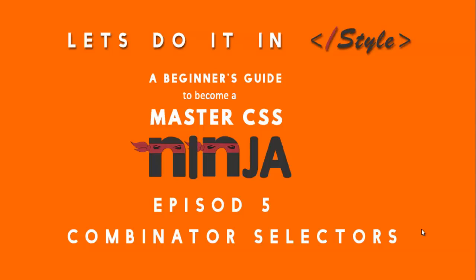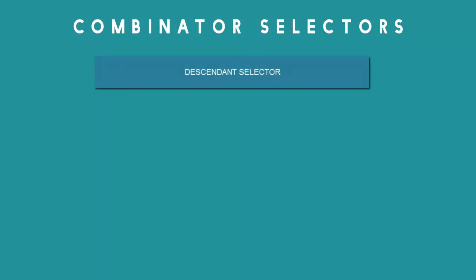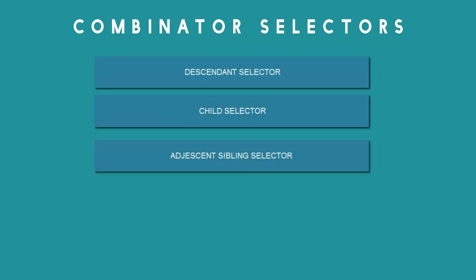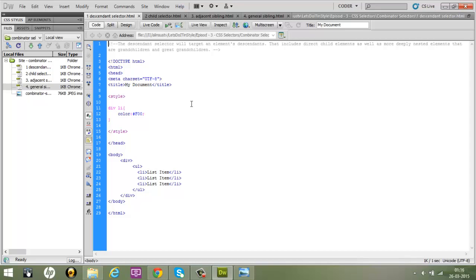In this episode, we are going to study CSS selectors grouped as Combinator Selectors. There are four of these: Descendant Selector, Child Selector, Adjacent Sibling Selector, and General Sibling Selector. Let's have a look at each of these one by one. The first one is the Descendant Selector.